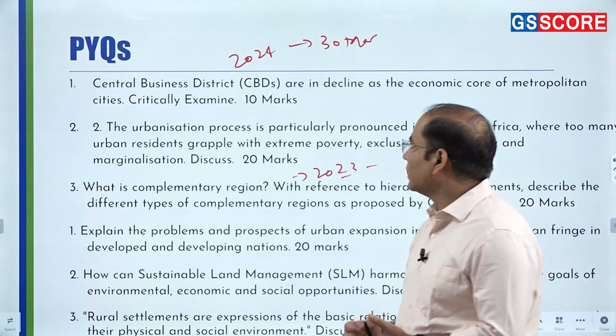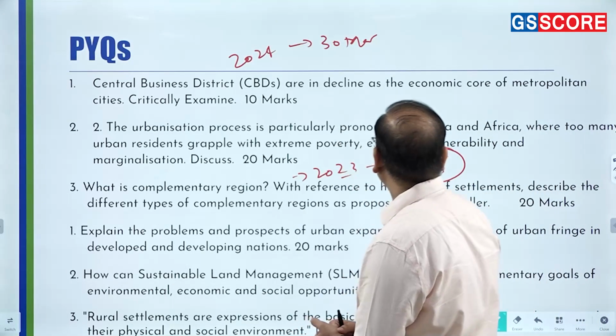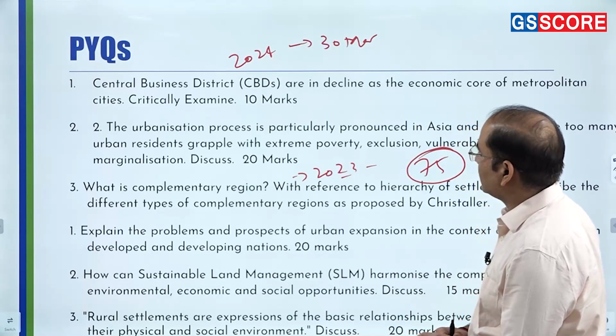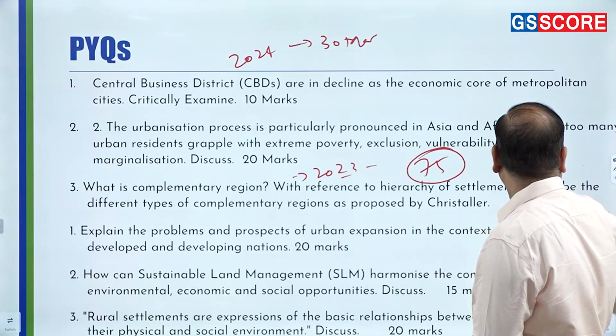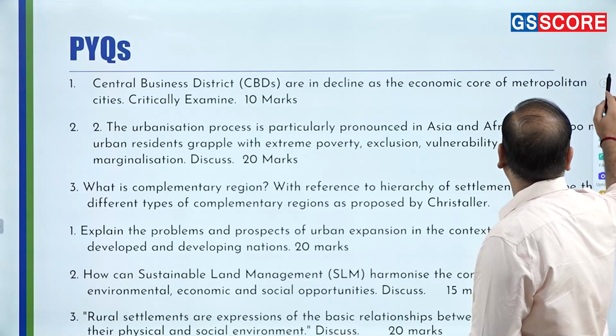So these are some of the questions, like: central business districts are in decline as the economic core of metropolitan cities, critically examine. These are some of the questions that have been asked from this topic.